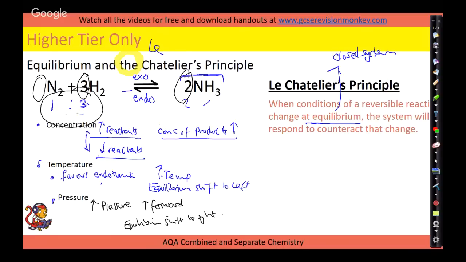Okay, and that is what you need to know for the equilibrium and Le Chatelier's principle. So concentration, temperature, pressure, count how many moles there are for pressure, work out which one's exo and which one's endothermic reaction, and then you can work that one out. So the next extra bit is phytomining. So with phytomining, we are using plants, P for phytomining, P for plants, to extract minerals.